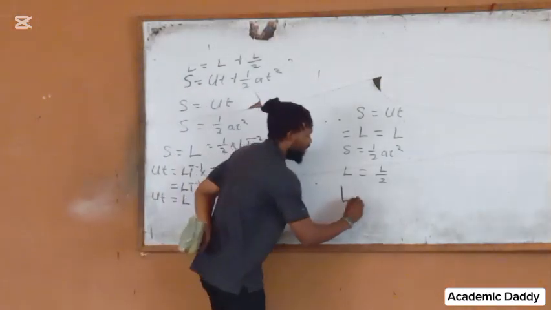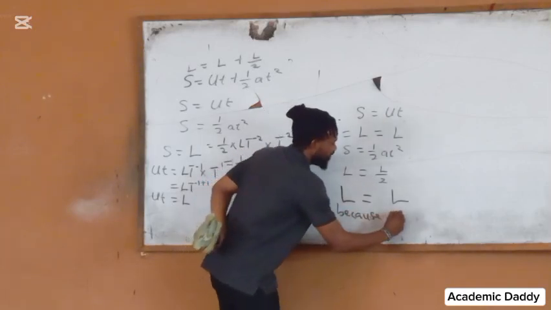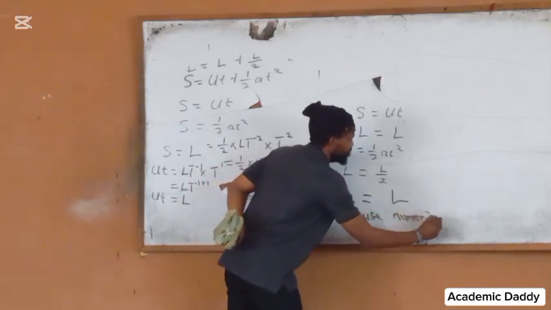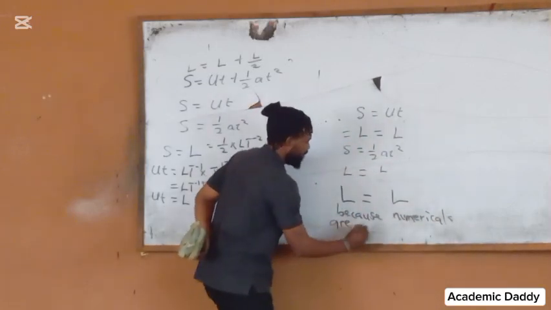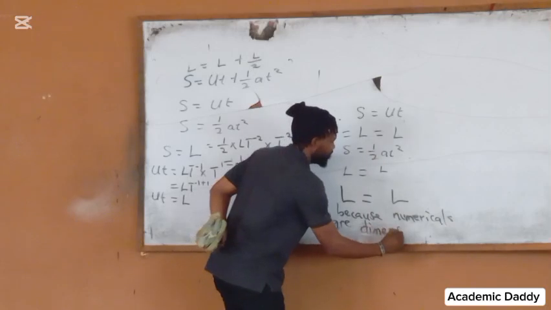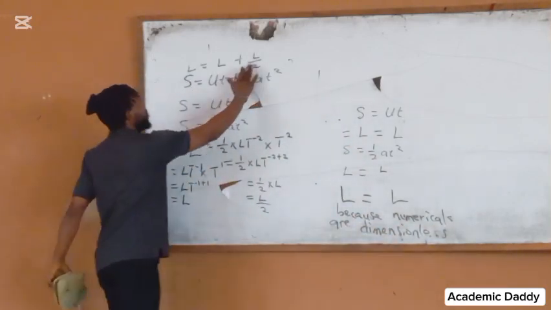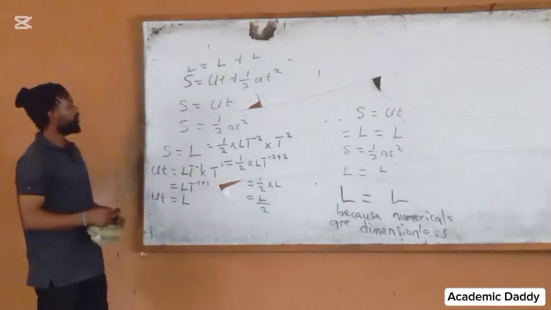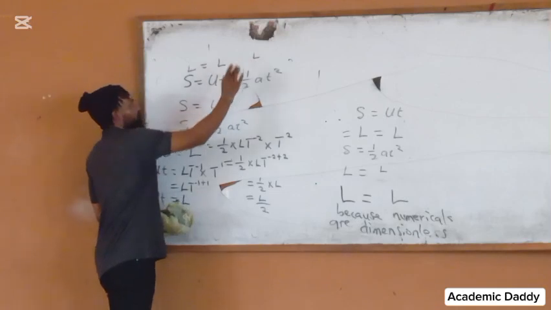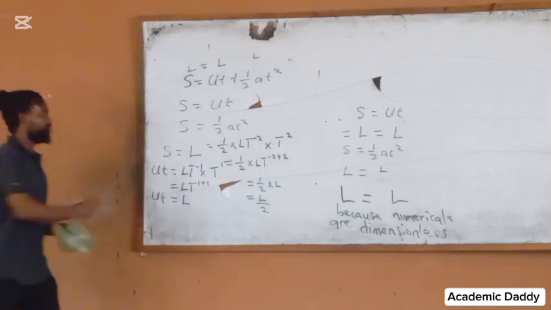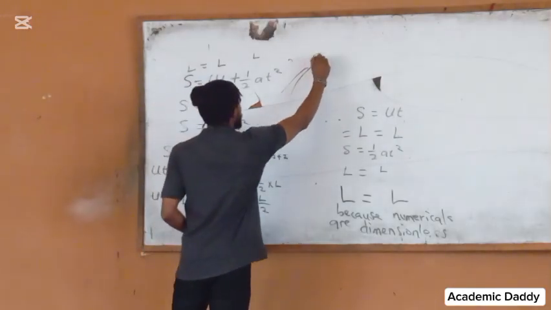Okay. So yes. So L is equals to L because numericals. So it's more like saying we are removing this because numericals are dimensionless. Numericals are dimensionless. So just like this, and L plus L, this is L, this is L. So it means that what I have here and what I have here is the same. No need putting the plus once I see the positive sign. So proved. Hence, proved. All right.